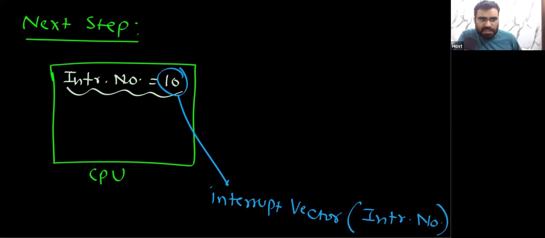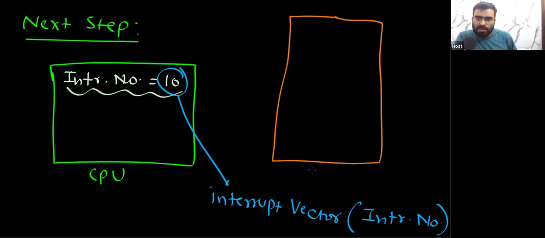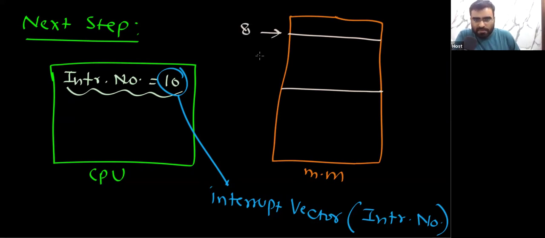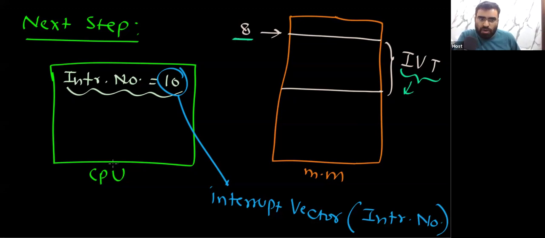Now let me tell you the concept. There is an interrupt vector table in the main memory at a fixed position. Let's call it some address, say 8. Is this clear? This is the IVT, the interrupt vector table, in the main memory at a fixed position, which means the CPU already knows at which position we have the interrupt vector table.